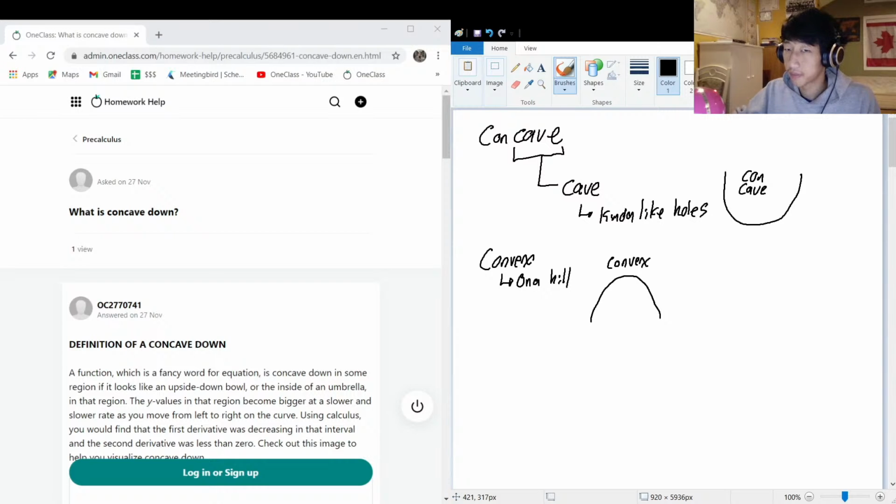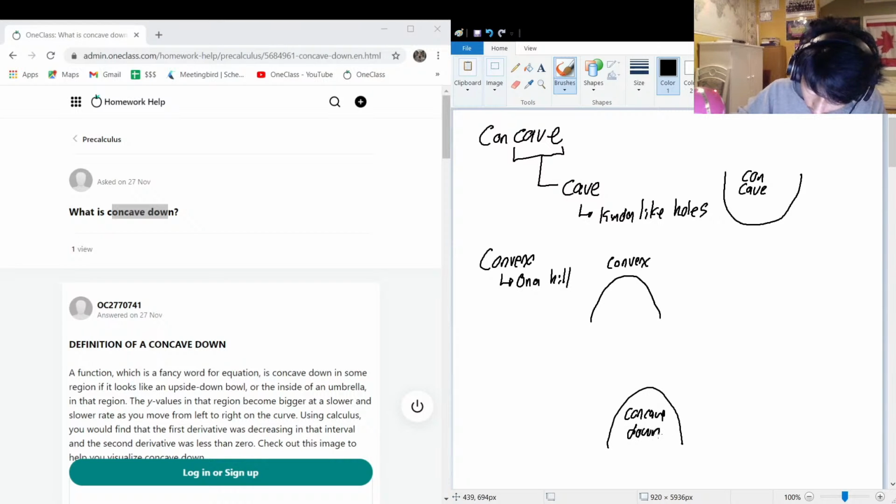So this is what it means to be different. Basically, convex is like you're on a hill, concave is like you're in a cave or a valley. And when it says something is concave down, that means the concaveness of that curve is down. So here, this would be an example of concave down. And this would be concave up. And this would also be convex up and convex down.